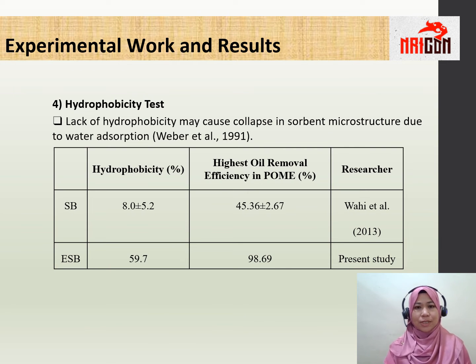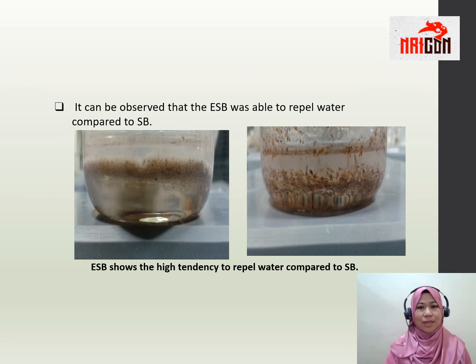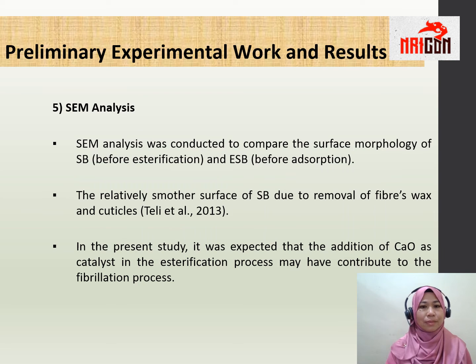After the hydrophobicity test was conducted, it was found that esterified sago bark had the highest oil removal efficiency in palm oil mill effluent with 98.69%. It can be observed that esterified sago bark, ESB, was able to repel water compared to sago bark, SB.